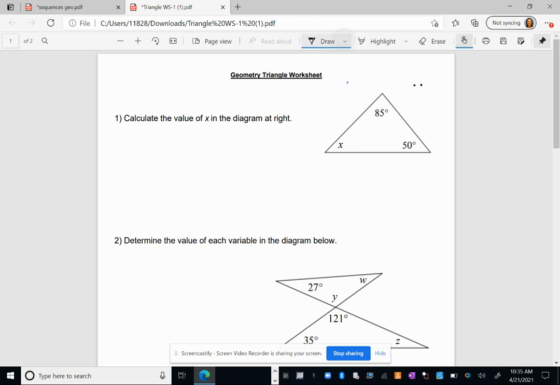Let me activate my pen here. There we go. 85 plus 50 is 135. And I know all triangles add up to 180, so now I'm going to do 180 take away 135. You could use a calculator, or do that in your head. What would we get if it was 130? It'd be 50. So we've got 45 degrees left over. X is 45 degrees. All right, moving on.